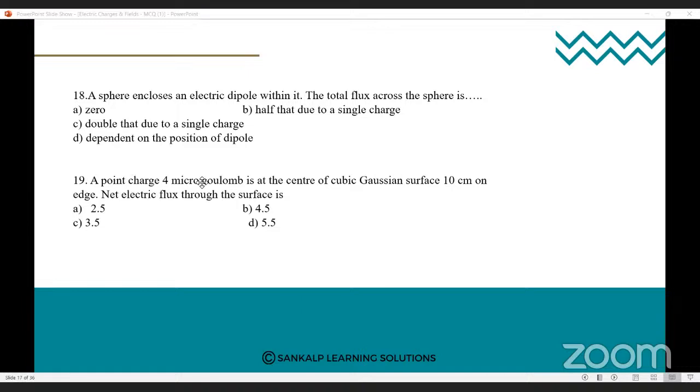A point charge of 4 microcoulomb is at the center of a cubic Gaussian surface 10 centimeter on edge. Net electric flux through the surface is? What is the net electric flux through the surface? So electric flux they are asking you to calculate. Charge value is given. Gaussian surface, its side value is also given. So see how you are going to do. We need to calculate the net electric flux.